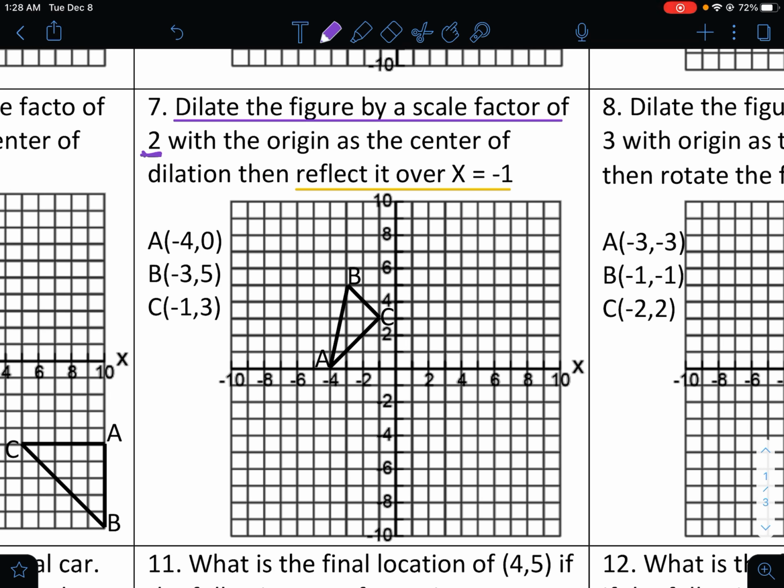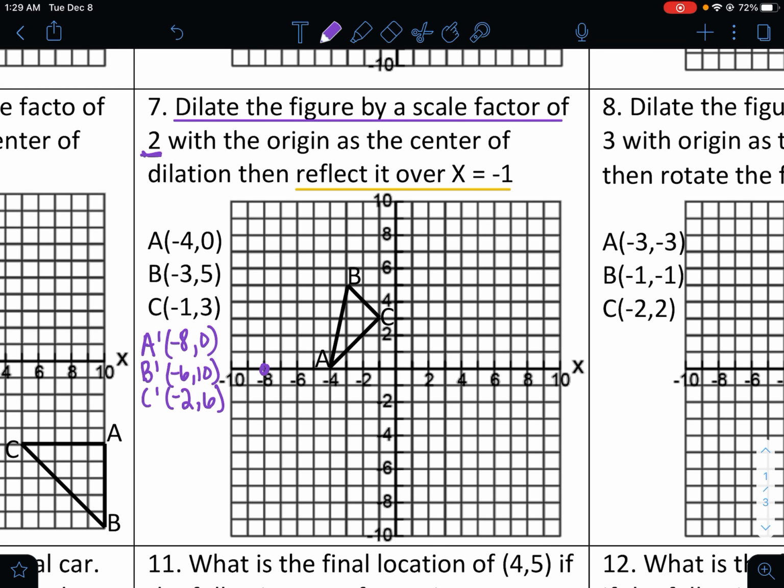Always go in order. All right, so first we need to dilate by a scale factor of 2, which just means we need to multiply everything by 2. So A prime, B prime, C prime. We're just going to multiply everything by 2. So that'll be negative 8, 0, negative 6, 10, negative 2, 6. All I did was multiply all those numbers for A, B, and C by 2. Once you do that, you can graph it if you want. And in this case, I definitely think we should.